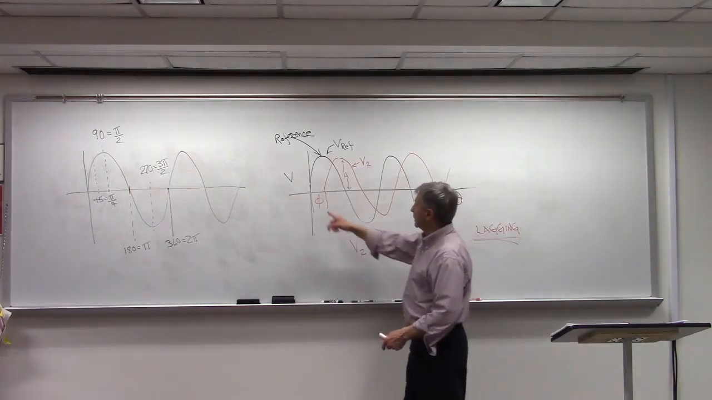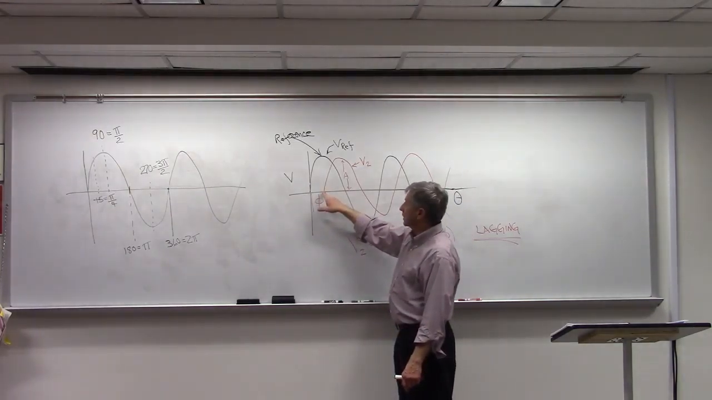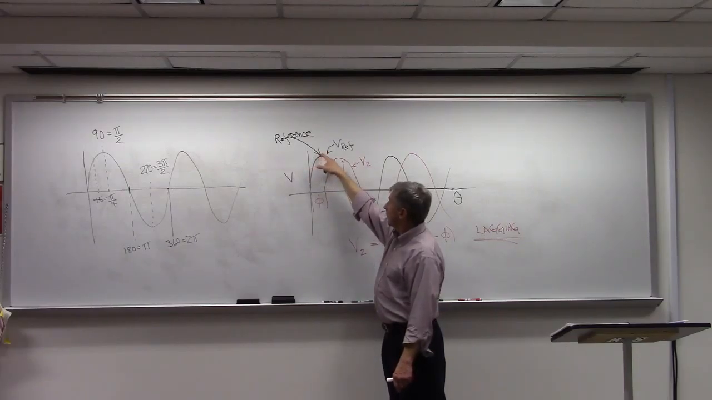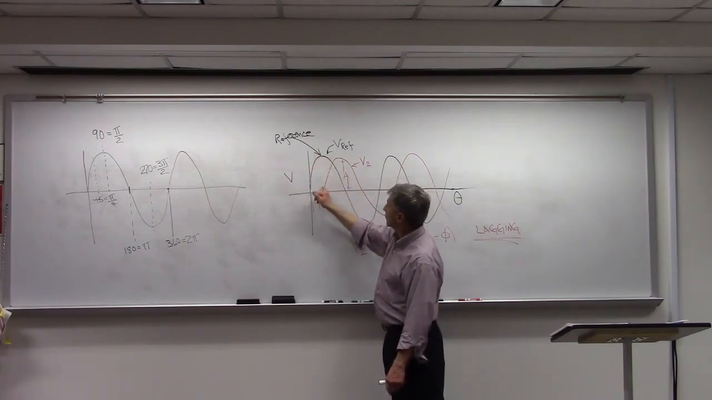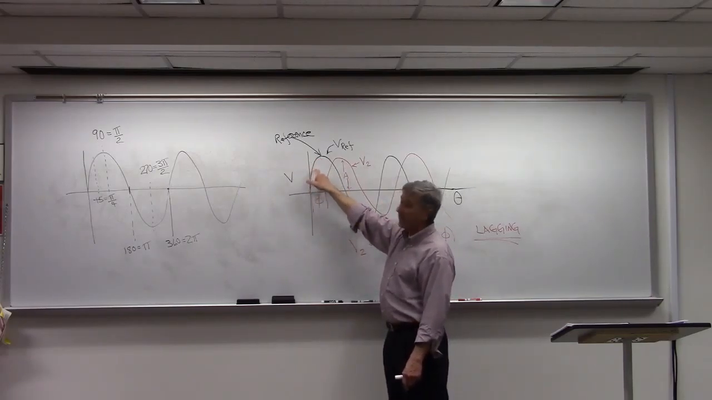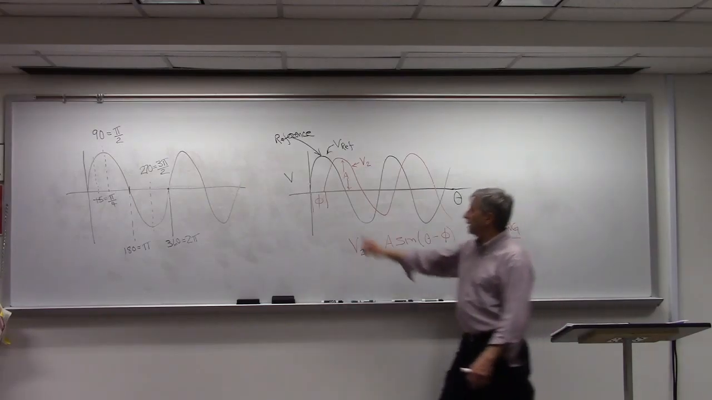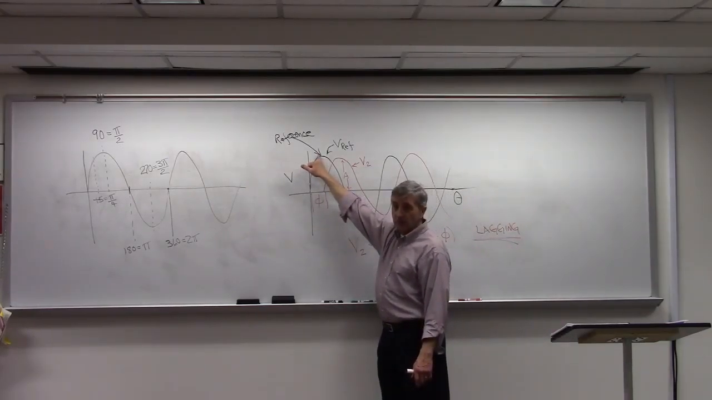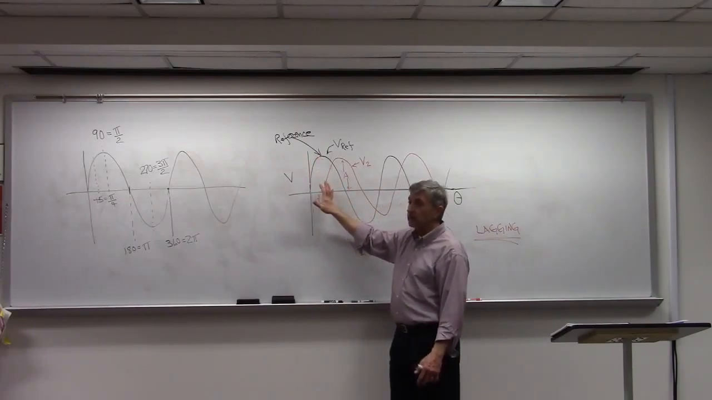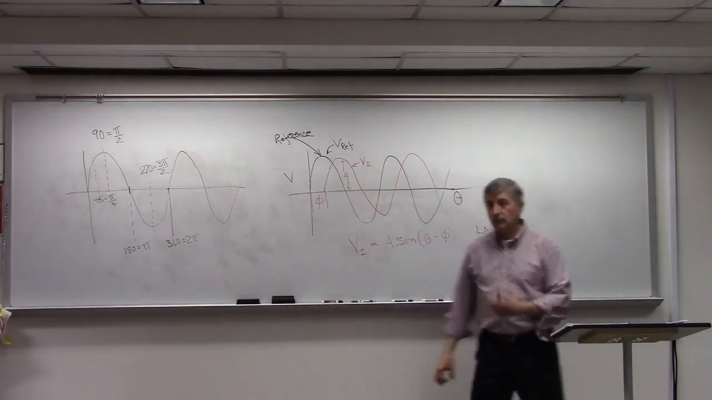The fact of the matter is that by the time the red sine wave gets going, the black sine wave, the reference one, has already reached almost a maximum value. And at that point, V2 is starting out. So V2 is actually lagging.